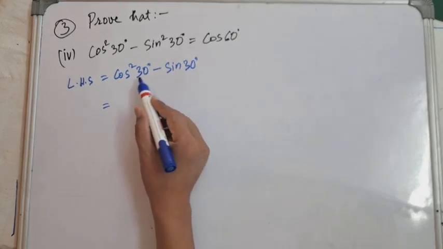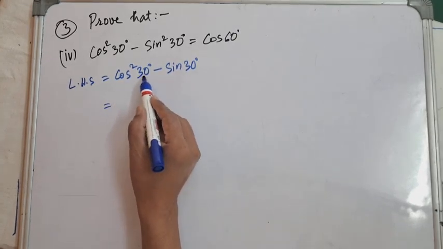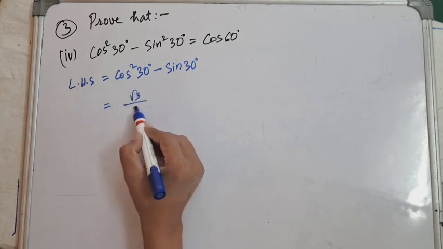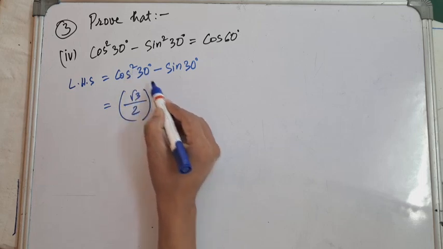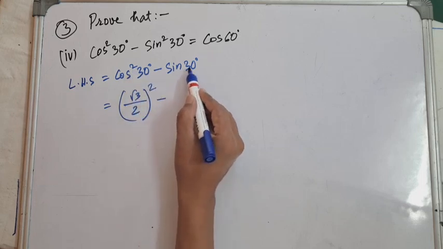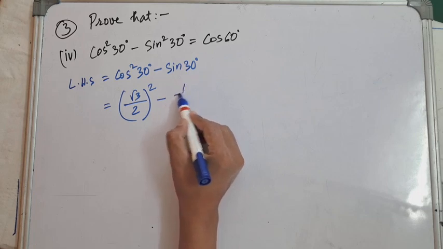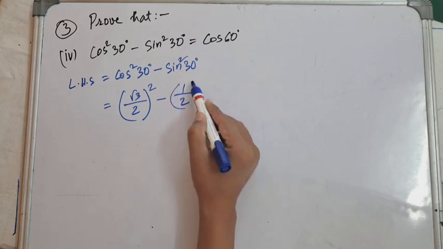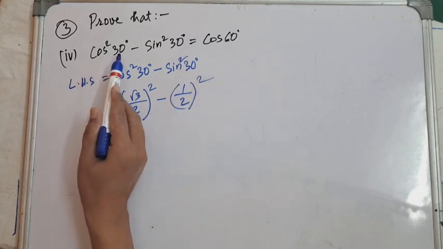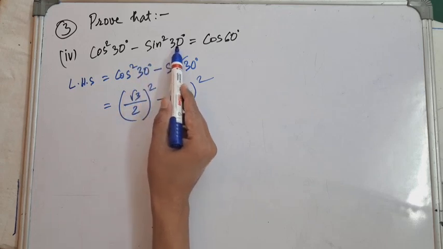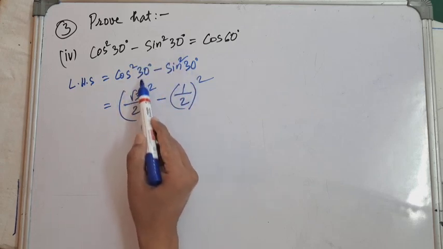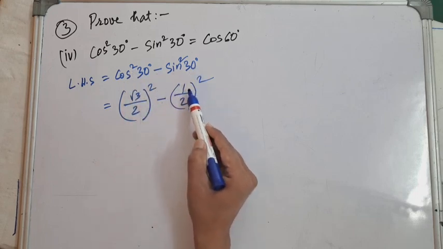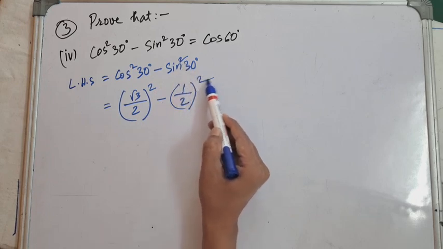So let us put the value of cos square 30 degree. Cos 30 is root 3 upon 2. So we have a square here, so let us put the square, minus sin 30. Sin 30 is 1 upon 2, and we have a square here too, isn't it? So let us put this square here. Cos square 30 minus sin square 30. So cos 30 is root 3 upon 2 and we put a square, minus sin 30 is 1 upon 2 and we have a square here. So let's put the square.